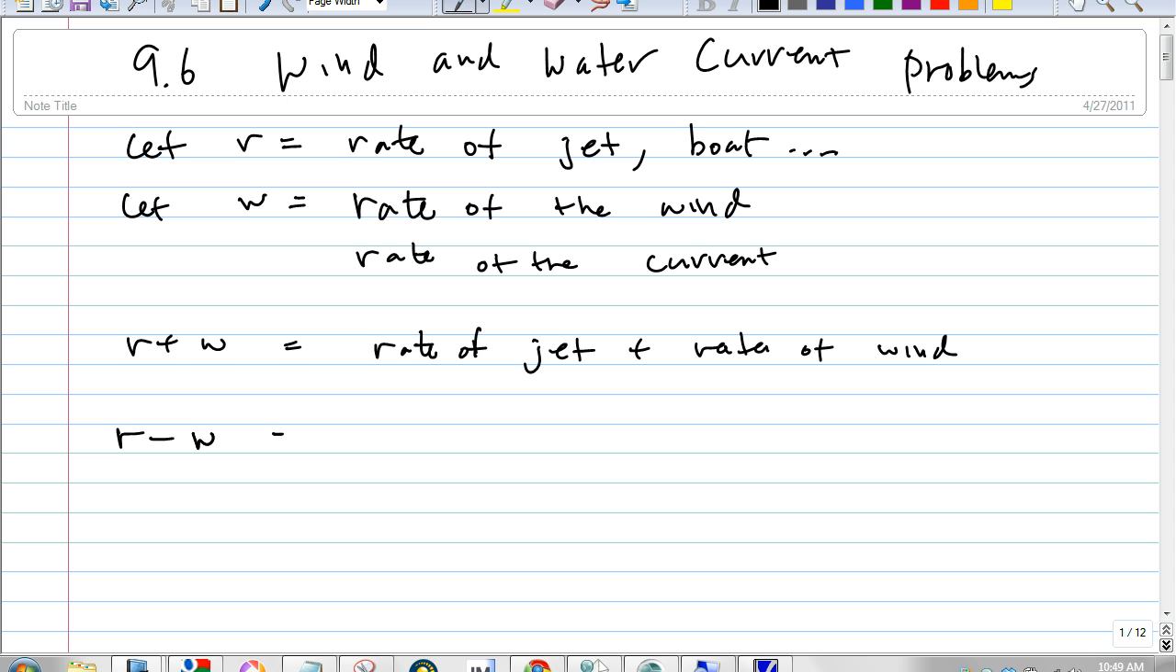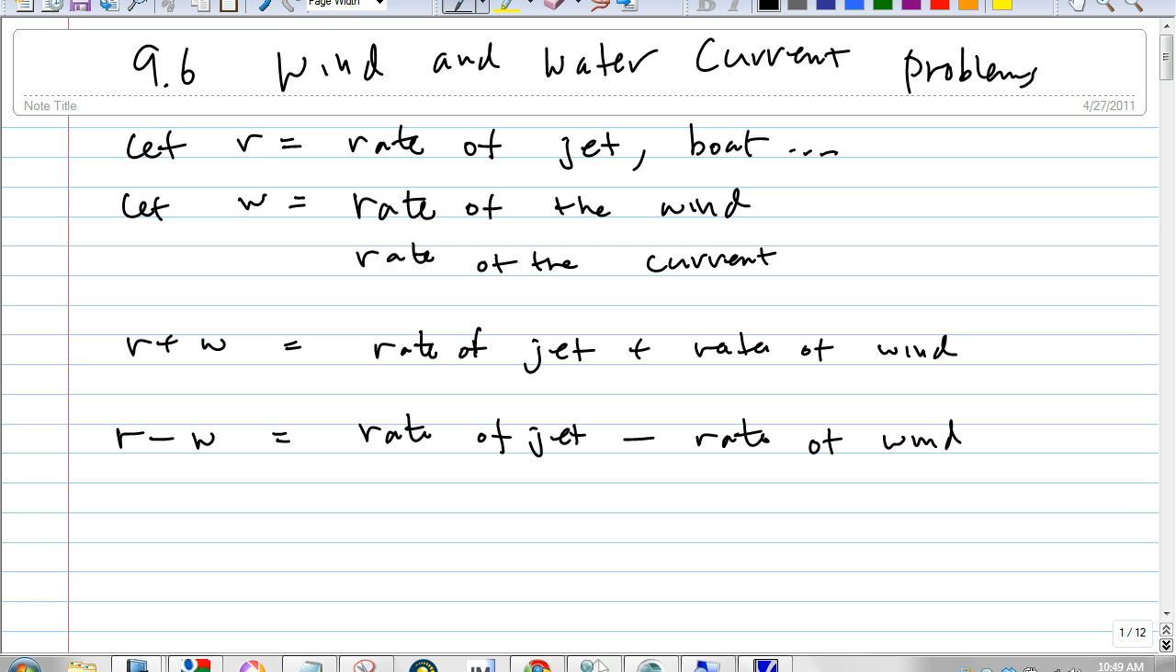What about R minus W? What does this represent? Rate of the jet minus the rate of the wind. It doesn't have to be a jet. It could be a boat, depending on where you are. So is this going to be slower or faster? Slower, because let's say you're going on a jet at 400 miles an hour and then the wind is blowing against you at 50, then you're really going 350 miles an hour. That's the kind of thing that we'll be doing throughout this whole section. Does that make sense? Okay, so does anybody need more time?